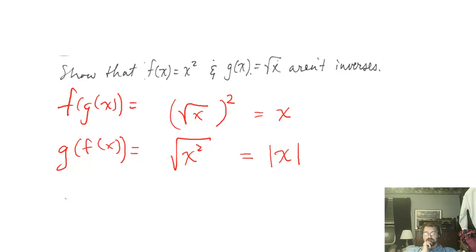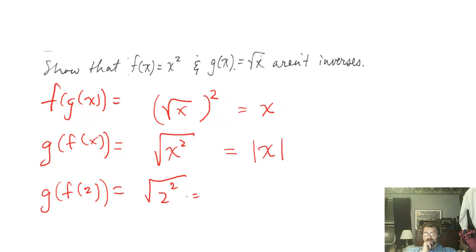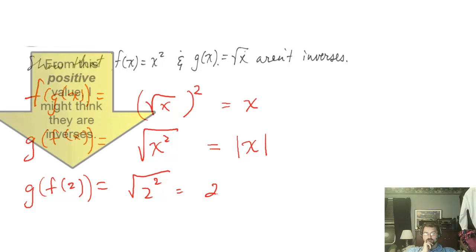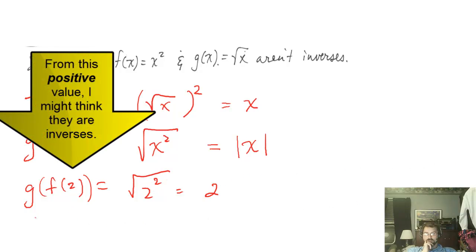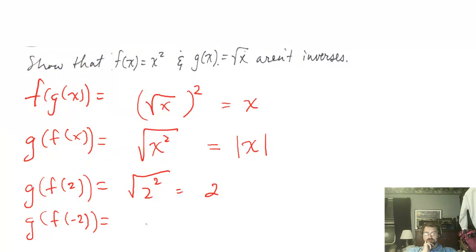Let me demonstrate that better. If I take g of f of 2 and plug that in, I get 2 squared, which is 4, square rooted is 2. So it looks like they're inverses. But let's not forget that we also have negative numbers in play. If I plug in a negative and square that, the negative disappears, and I can never get a negative out of the square root. So there you go. They are not inverses of one another because I do not get back what I started with.